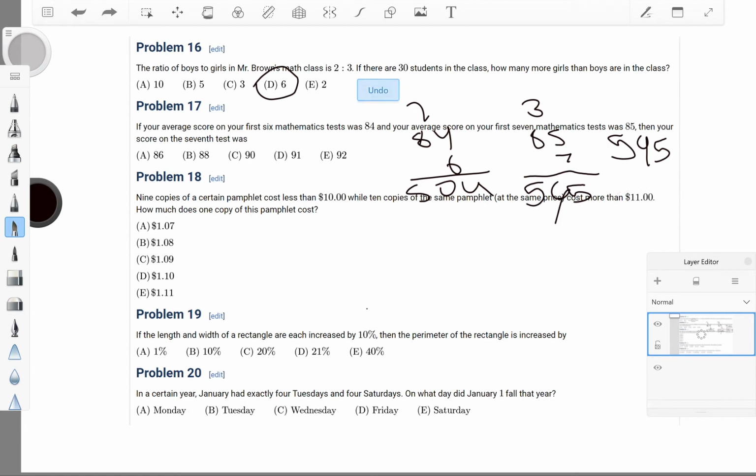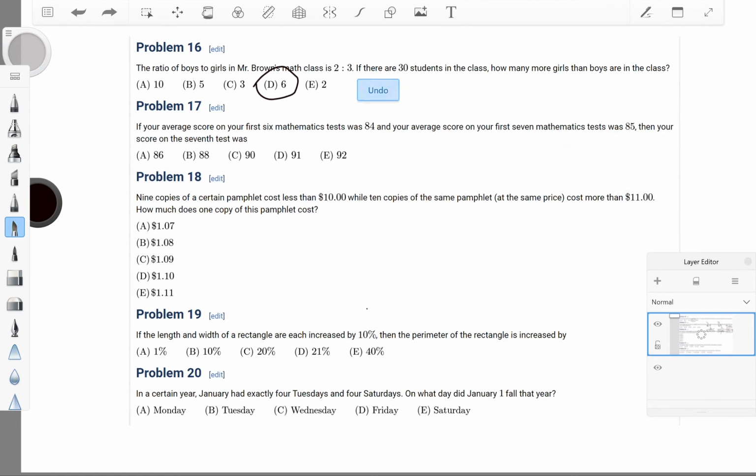So that one's relatively quick if you know how averages work. You just gotta know what an average is asking you to do, and it's the sum of all the numbers divided by the number of numbers. And so if we're trying to find the sum of all numbers, we're obviously going to be multiplying both sides by the number of numbers. We're going to be multiplying by that, and then we're going to be doing that twice, and then we can subtract them. Okay, problem 18.